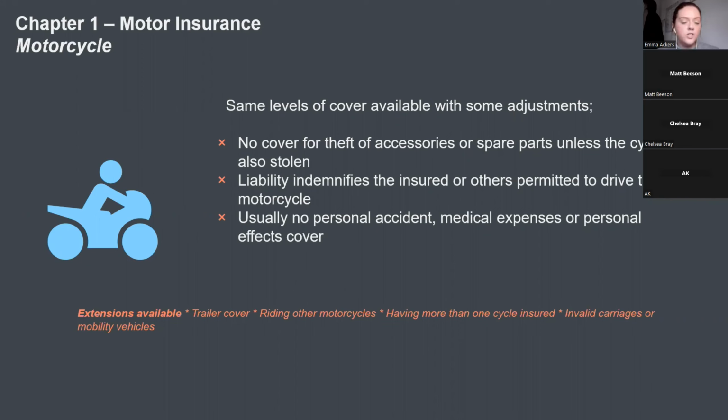Now, this is a question that I see coming up quite a lot, about that first point: no cover for theft of accessories or spare parts. I've seen questions that get repeated quite a lot. If your motorbike's stolen, can you put a claim in for your accessories? So just note that that is an adjustment. That's worth knowing.